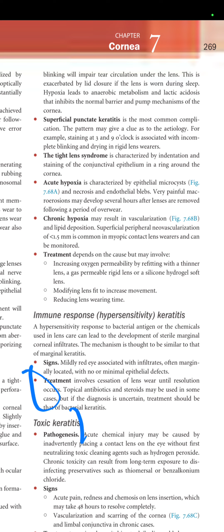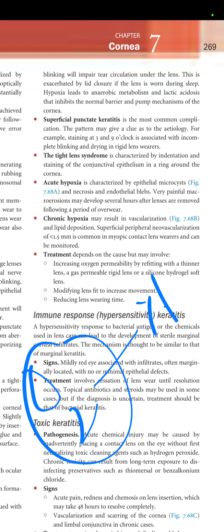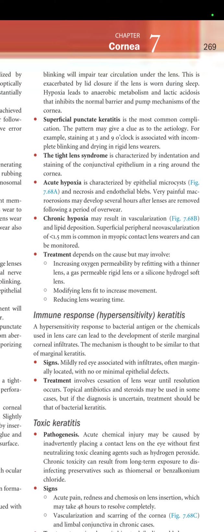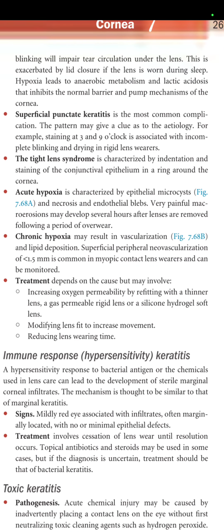So basically the oxygen is supplied by the tears. So what happens if the contact lens is very tightly fitted against the cornea? It can cause a decrease in the tear film flow through the contact lens, and it can cause hypoxia. Superficial punctate keratitis is a very common complication.